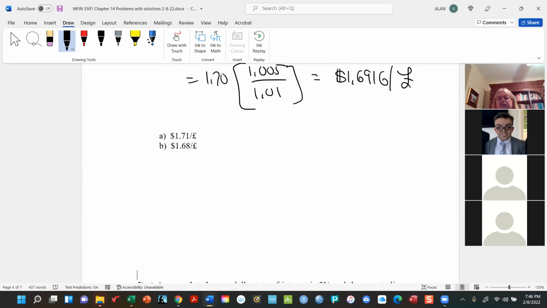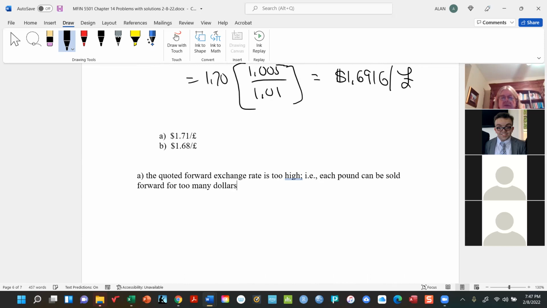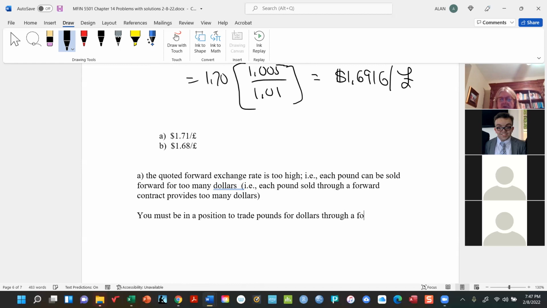So here, F is too high. What's going on with that? I guess the quoted forward exchange rate is too high. In other words, each pound can be sold forward, as it's called, for too many dollars. Each pound sold through a forward contract provides too many dollars. So what you're going to have to do somewhere along the way is make sure that you are in a position to trade pounds for dollars through a forward contract.